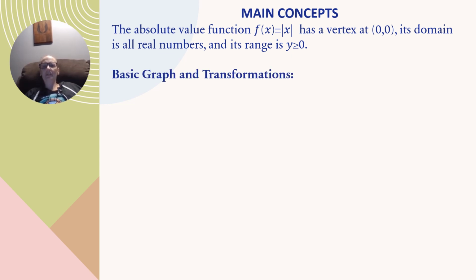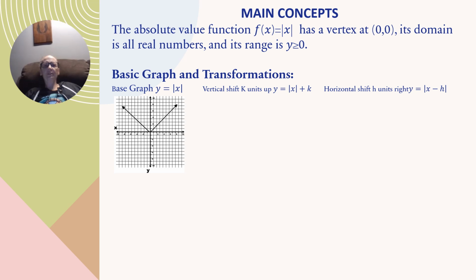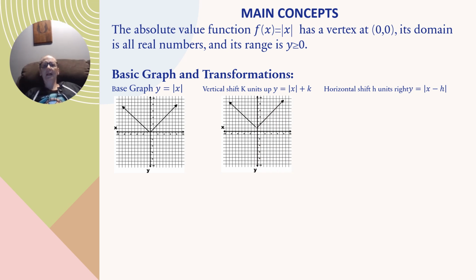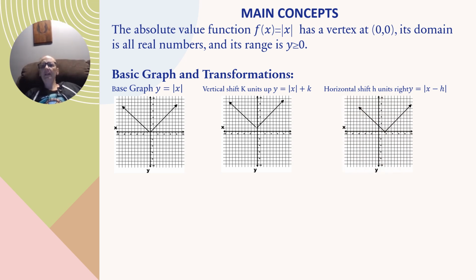Basic graph and its transformation. So this is going to show you what all the graphs look like and how they affect things. So the base graph is the absolute value, y equals the absolute value of x, or f of x equals that. And it just looks like a V starting at 0, 0 and going up at a 45-degree angle on both sides. A vertical shift is going to push that V up or down if that k is negative. A horizontal shift pushes it left or right, depending on the value of h.